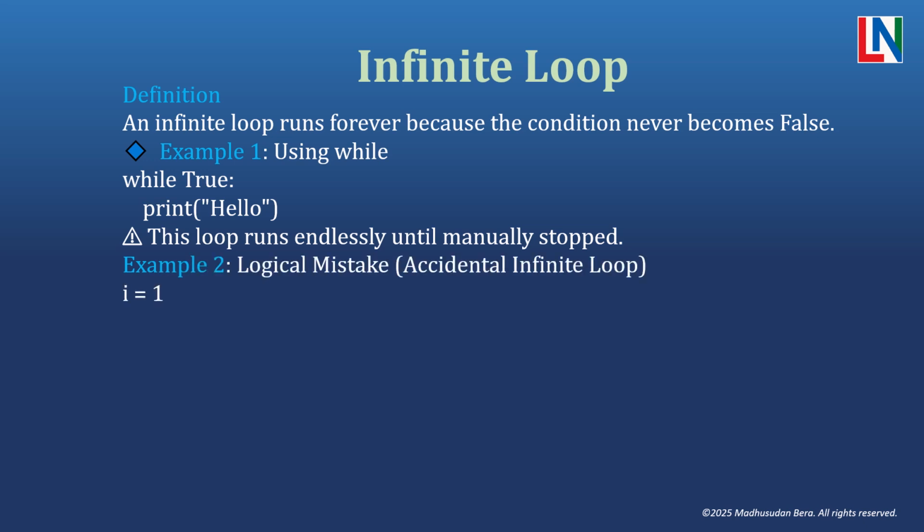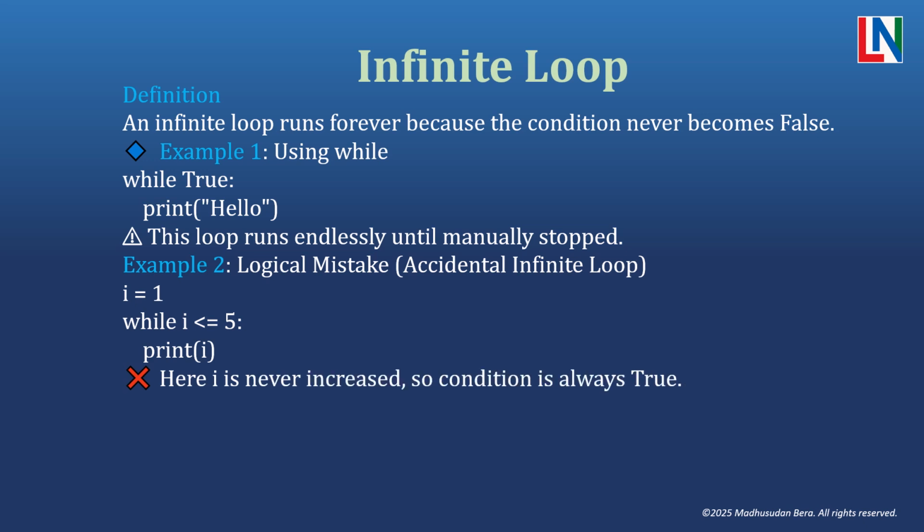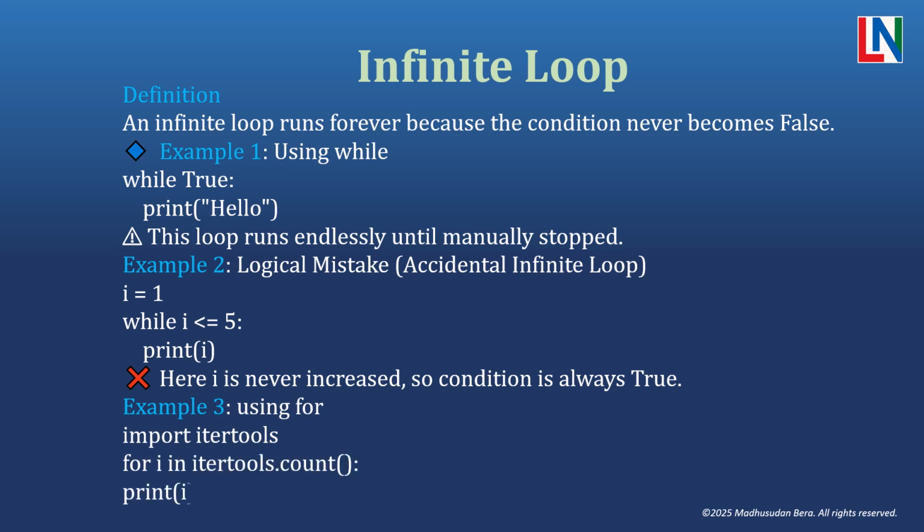Example 2, logical mistake, accidental infinite loop: i = 1, while i <= 5: print(i). It will print 1 1 1 1 1 because here iteration is not used for variable i. Here i is never increased, so the condition is always true. Example 3, using itertools: import itertools, for i in itertools.count(): print(i).